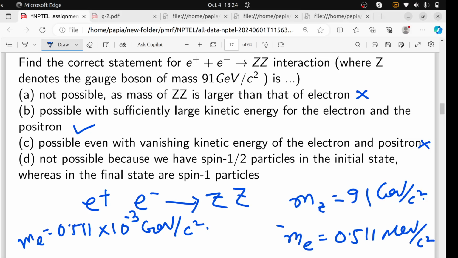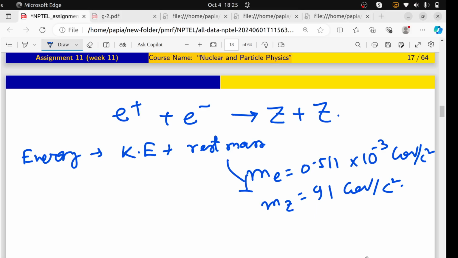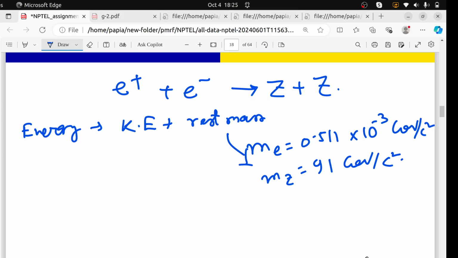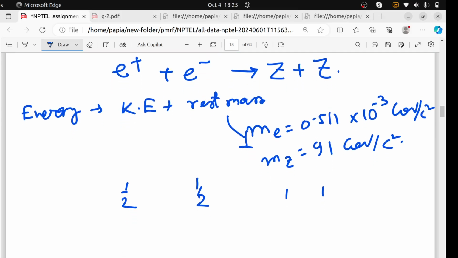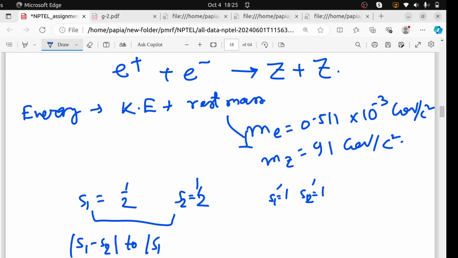Fourth option: not possible because we have spin half particles in the initial state, whereas in the final state there are spin 1 particles. Okay, now coming to spin. Obviously the total energy should be conserved, that is fine, as well as spin should also be conserved. I mean total spin, angular momentum, all these things should be conserved. Now they are telling that on the left hand side e+ and e- are spin half particles, and on the right these are spin 1 particles because these are bosons. Now they told that this is not going to be possible, but obviously it's incorrect because this is, let's say, S1 and S2, and this is again S1', S2'. So quantum mechanically it should range from |S1 minus S2| to S1 plus S2.